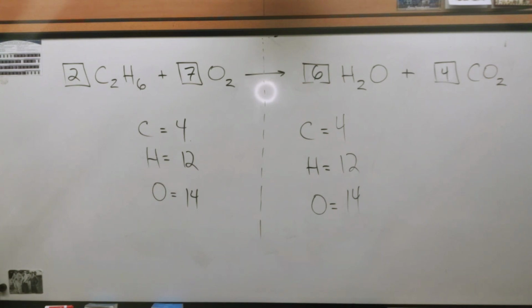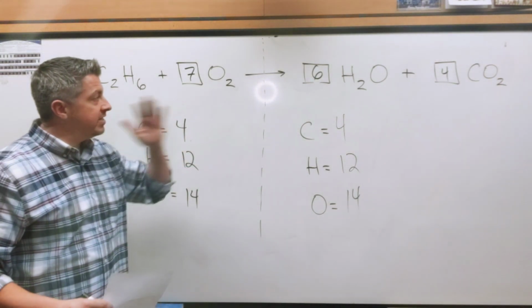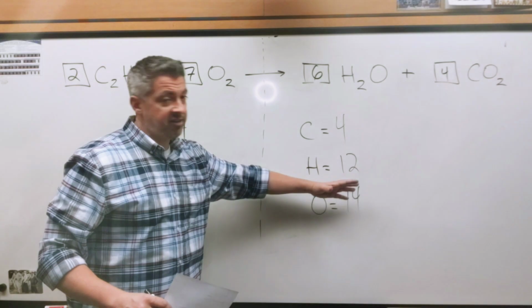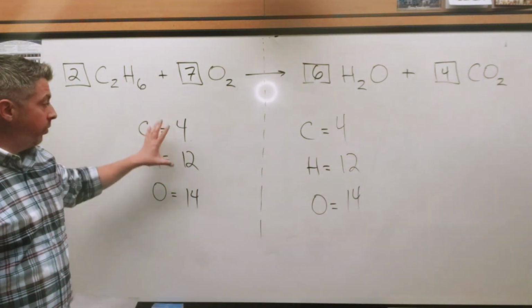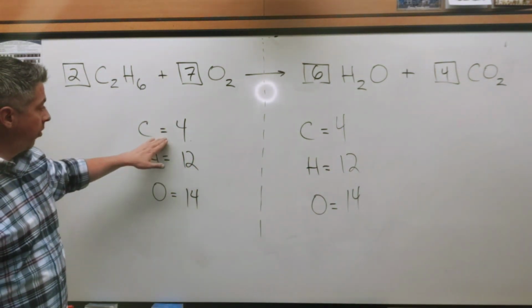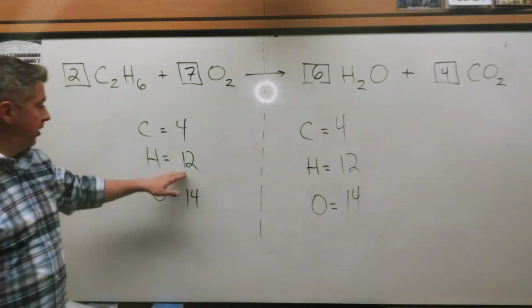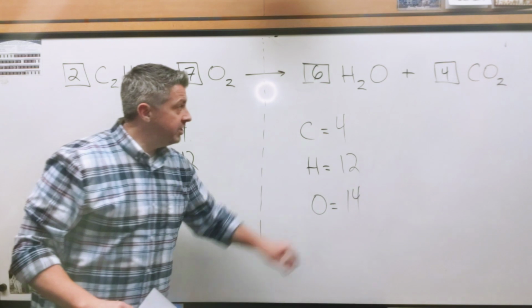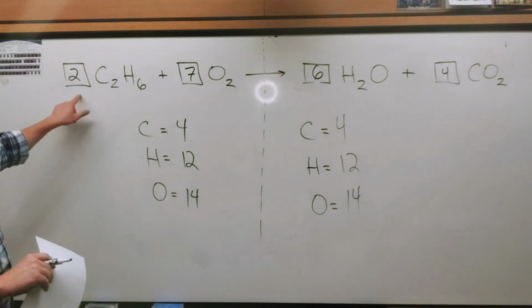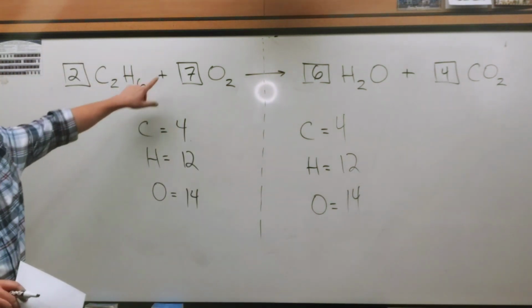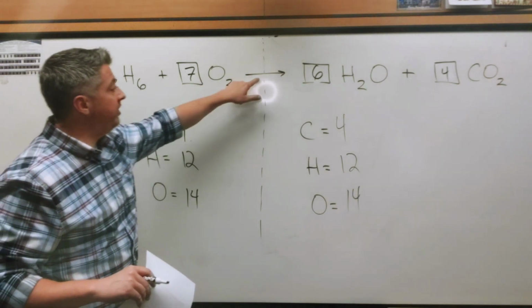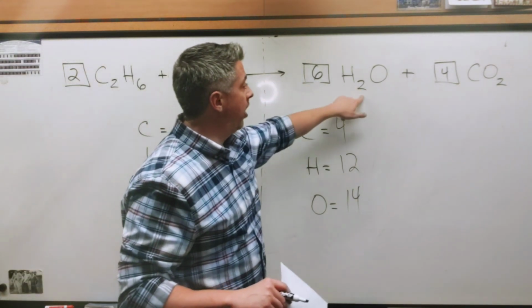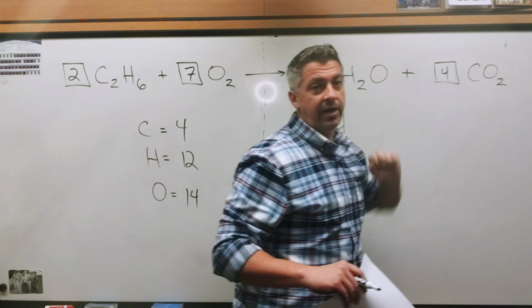I mean, it kind of looked hopeless. We kept going back and forth. Every time we changed the number, it affected something else. But eventually, we will get it to match. 4 carbon, 4 carbon, 12 hydrogen, 12 hydrogen, 14 oxygen, 14 oxygen. Here is your final answer. 2 C2H6 plus 7 O2 will yield 6 waters and 4 carbon dioxides.